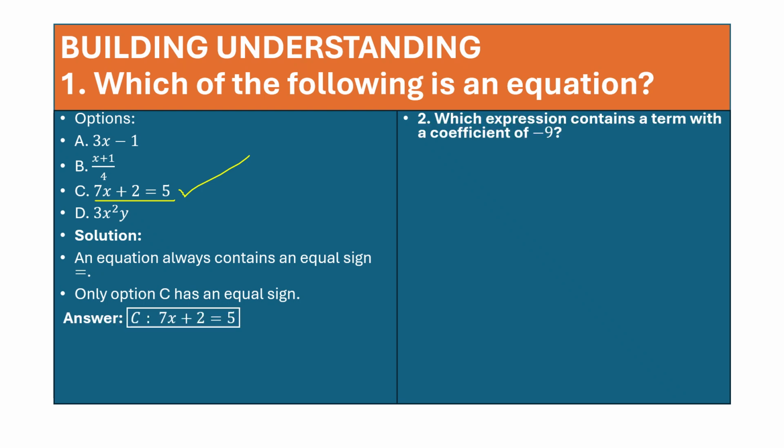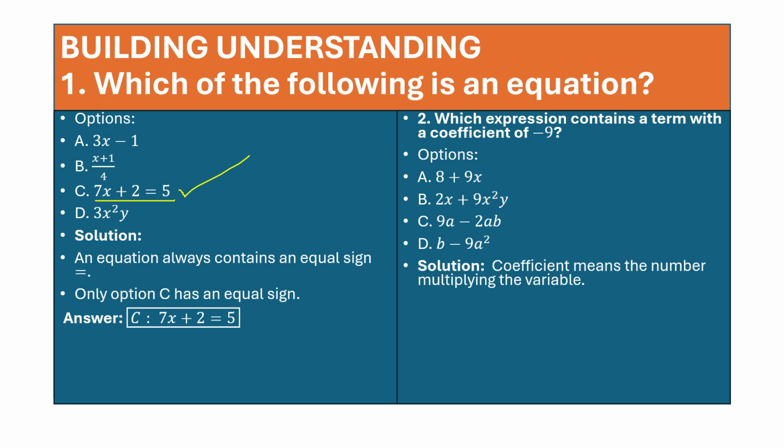Which expression contains a term with the coefficient of -9? Let's see the options. Which expression contains a term with the coefficient of -9? Now, where do you find -9? It is in the D option. So that means, what do you mean by coefficient?